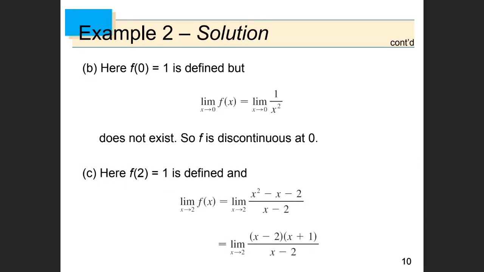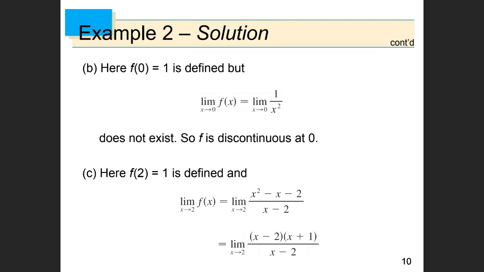If you look at the second one, the limit as x approaches 0 does not exist. I sketched the graph and I showed you that when you approach 0 from the left or the right, you're heading towards positive infinity. So that limit does not exist. Property number 2 fails, which means it's discontinuous at 0.